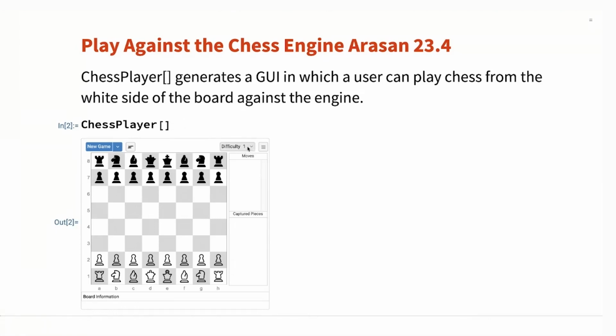So we can set the difficulty from 0 to 20. A 0, by the way, is when Arisan will make random moves. Actually, Arisan won't be used at all. Just random moves will be chosen on the board and made. So if you are a beginner or close to a beginner, you probably want to play at level 0.